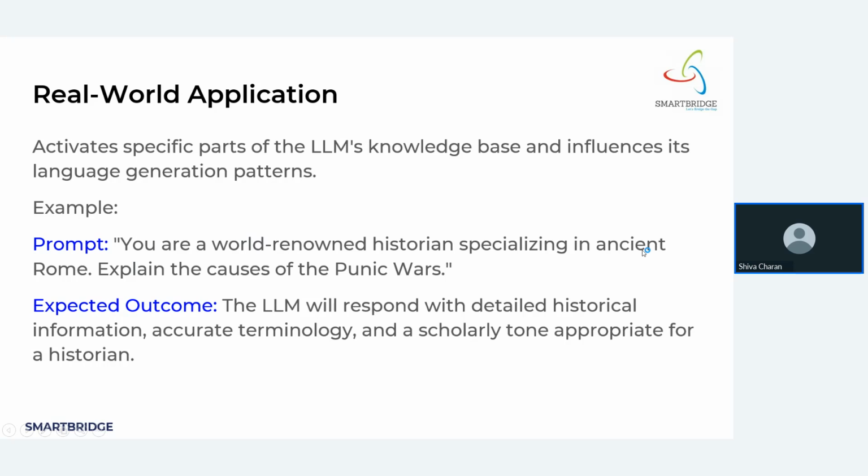So real world examples. It is talking about a historian specializing in ancient Rome: explain the causes of the Punic Wars. The expected output is that the LLM will respond with detailed historical information, accurate terminology, and a scholarly tone appropriate for the historian. Because we are telling the LLM, now you are the historian, now you are the world famous historian, let me know about the causes of the wars. So it will give the output in the format of a historian, trying to generate the response in a similar format to how he would explain it.